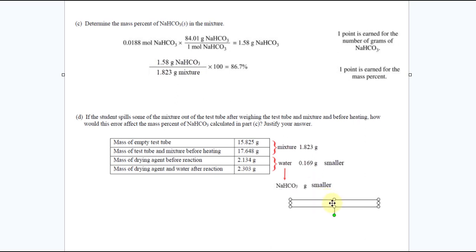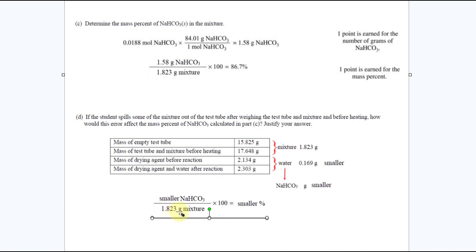So we would say this 1.823 grams is the same because we spilled after we weighed it. But because we used the water to find the grams of sodium hydrogen carbonate, we get less sodium hydrogen carbonate, and this becomes smaller, therefore a smaller percent. We didn't produce as much water, therefore we figure there wasn't as much sodium hydrogen carbonate in them.